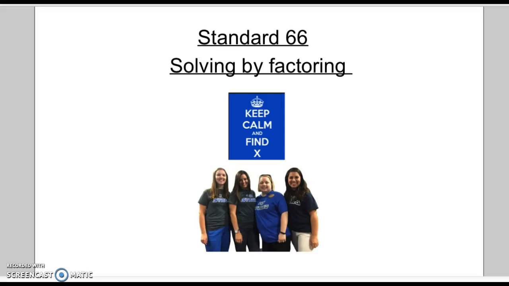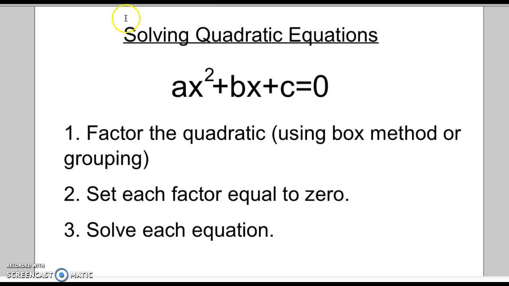Okay, this will be standard 66, solving by factoring. We will solve quadratic equations, and you are used to seeing just the trinomial part, ax squared plus bx plus c, and you're used to factoring it. The only difference here is that we've turned them into equations. We have an equal to 0 part, and so the first couple steps will be what you already know.